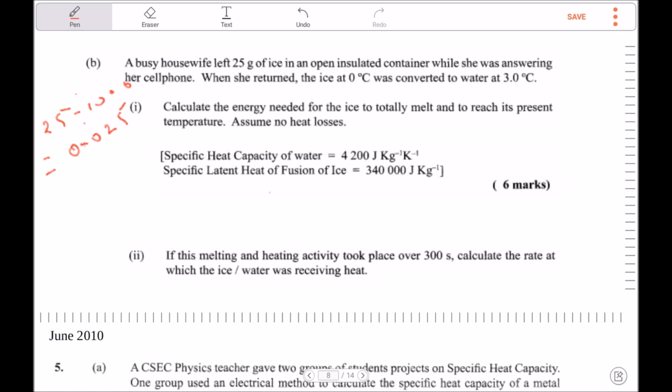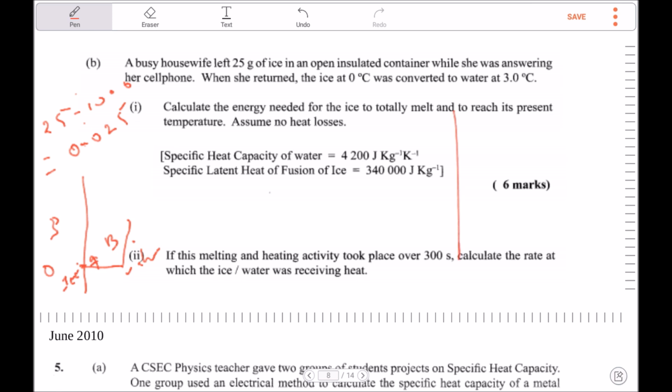So we're changing the ice to water. So first we use latent heat. Let me just get a quick sketch here. We have ice at 0. We're going to get water at 0. Then we're going to raise that water to 3 degrees. So we don't just jump from 0 degree ice to water at 3 degrees. We have to change it from ice to water, then raise the temperature. So let's say that part is A, that part is B.